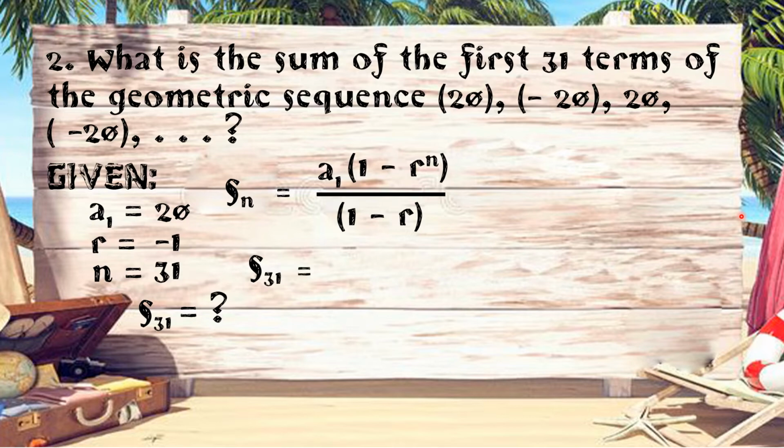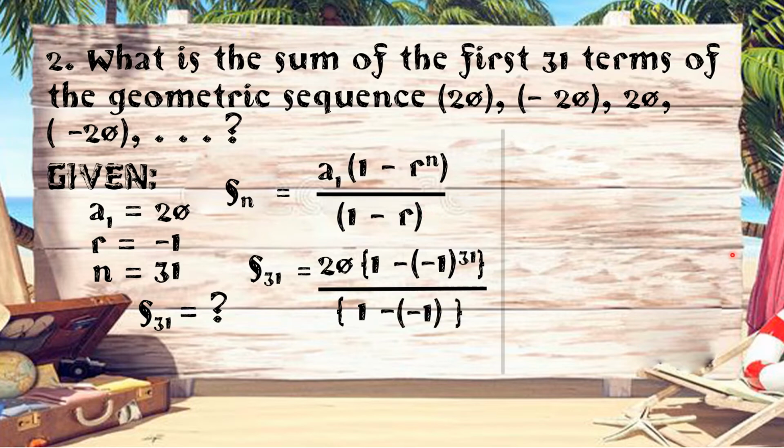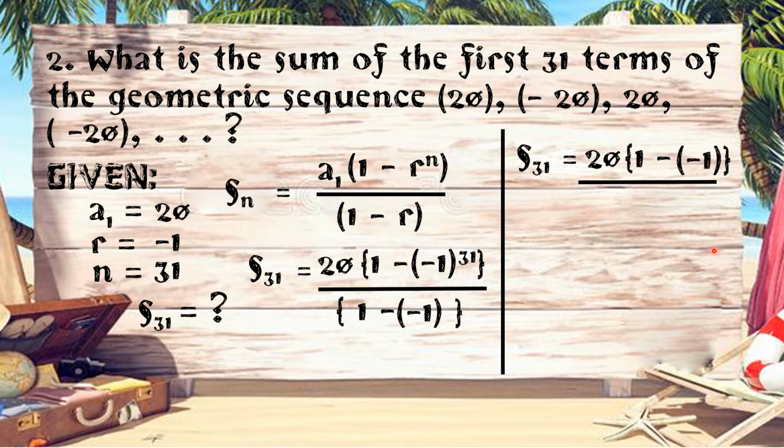So S sub 31 is equal to, our first term is still 20 pa rin, times 1 minus, ang ratio natin is negative 1, raised to 31st power, all over 1 minus, ang ratio natin is negative 1. And then we have S sub 31 is equal to 20 times 1 minus negative 1 raised to 31st. Ibig sabihin, pag odd, yung negative 1 raised to 31st is just equal to negative 1, all over, negative times negative is positive, so we have 1 plus 1 na.